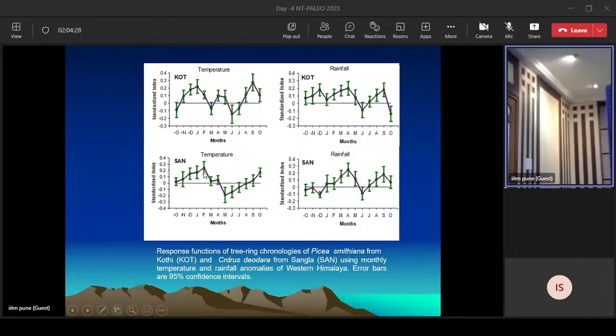Here, the error bars show the significance level. If they are not crossing the zero value, then it is a significant response. Here you can see that the winter temperature is more significant on both the sites.